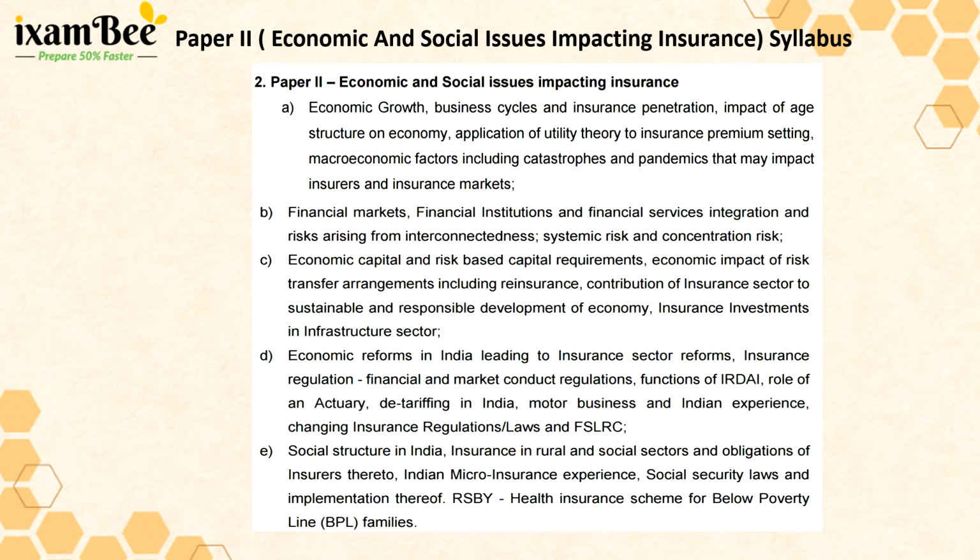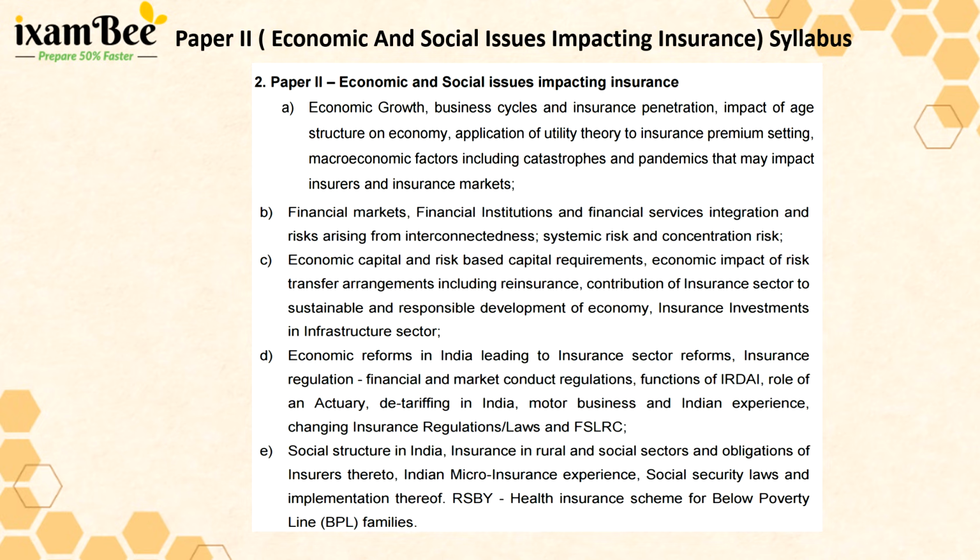Now, let's talk about the syllabus of this exam. Talking about paper 2, it is important because it tells you the scope of what you need to understand. Paper 2 has 5 major areas. Area A, which is economic growth, business cycle, insurance penetration, understanding how economic conditions affect insurance demand, impact of age structure, utility theory, macroeconomic factors affecting, including catastrophe and pandemics. Area B is financial market and systemic risk, which comprises financial institutions, interconnectedness, systemic risk, and how crisis in one sector can affect insurance.